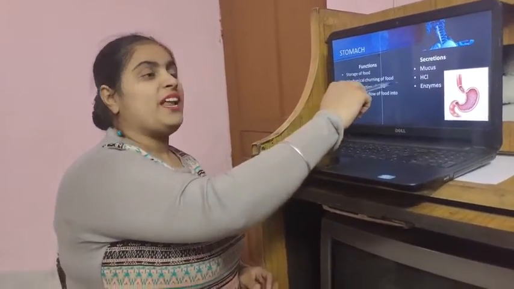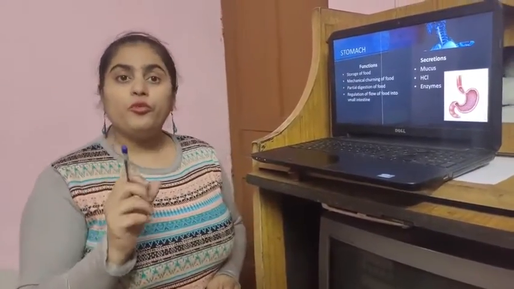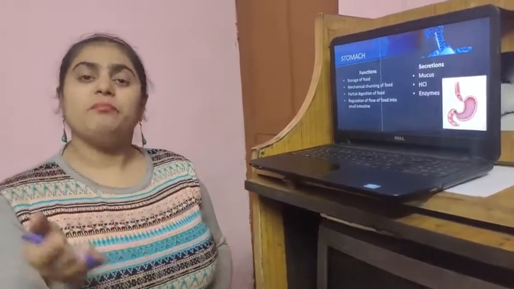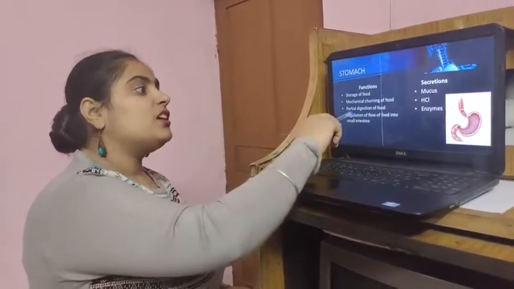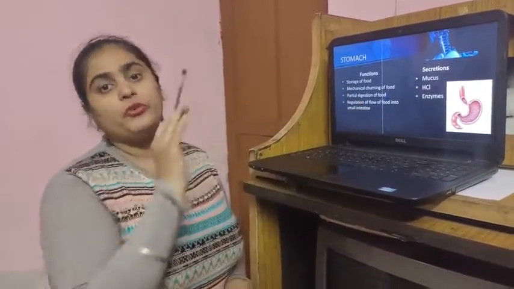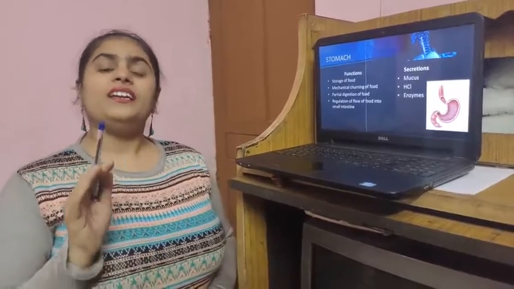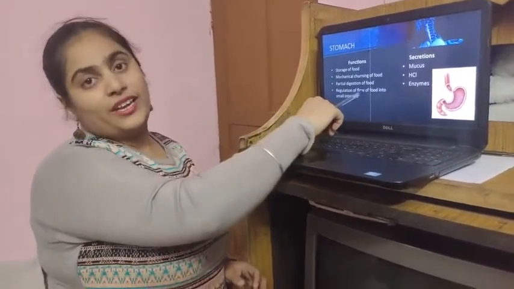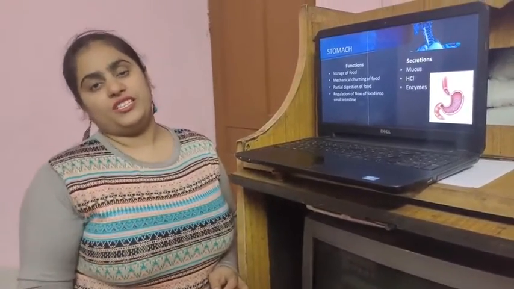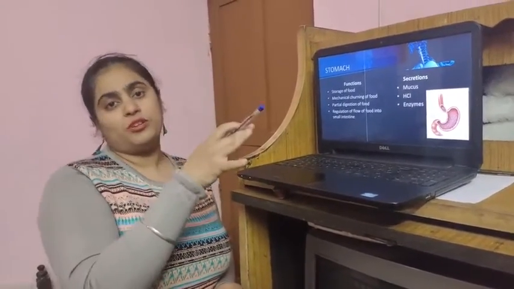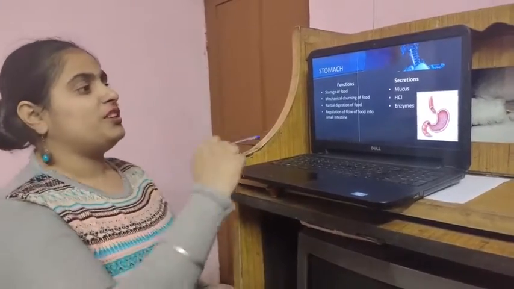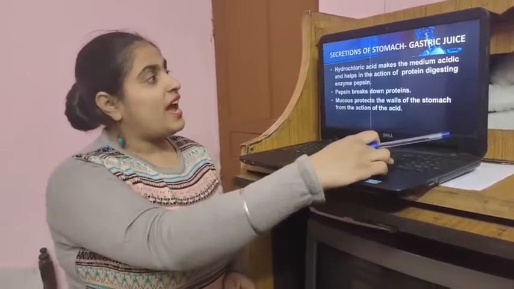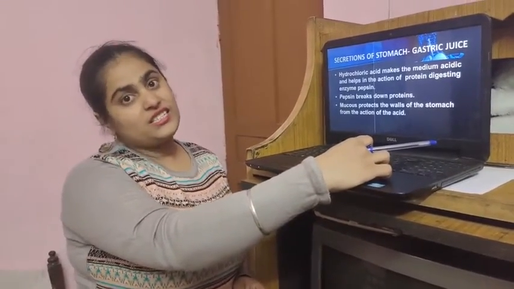The next function is mechanical churning of food, which means food is mechanically churned and mixed well inside the stomach. The third one is partial digestion of food. Food is digested in the stomach, but only partially, not fully. The last one is regulation of the flow of food into the small intestine, which means food is pushed from the stomach into the small intestine.